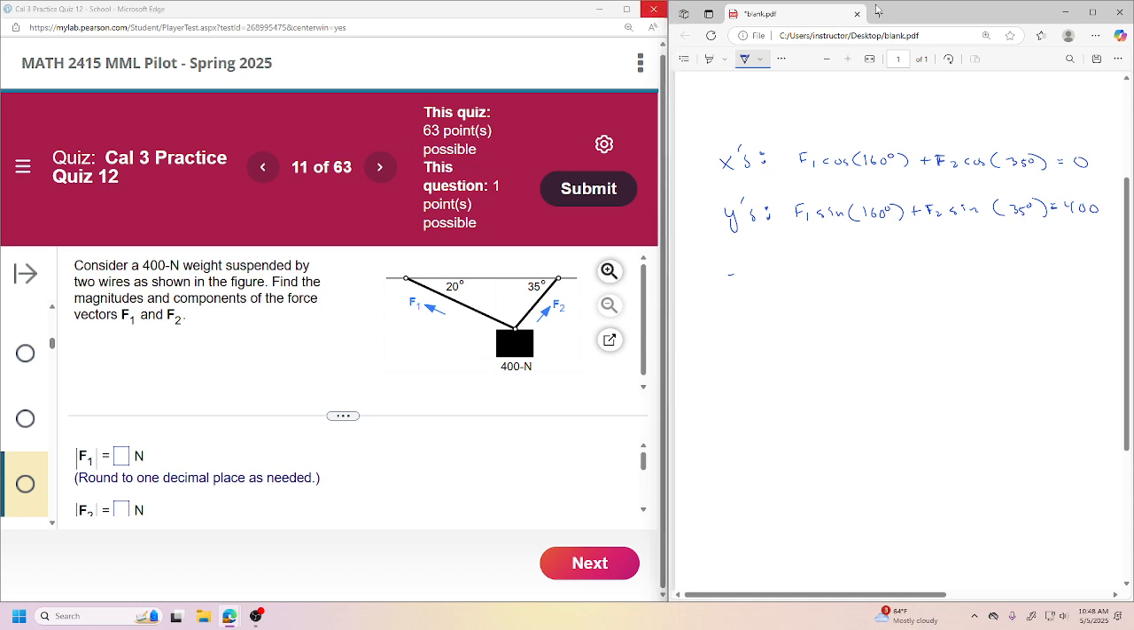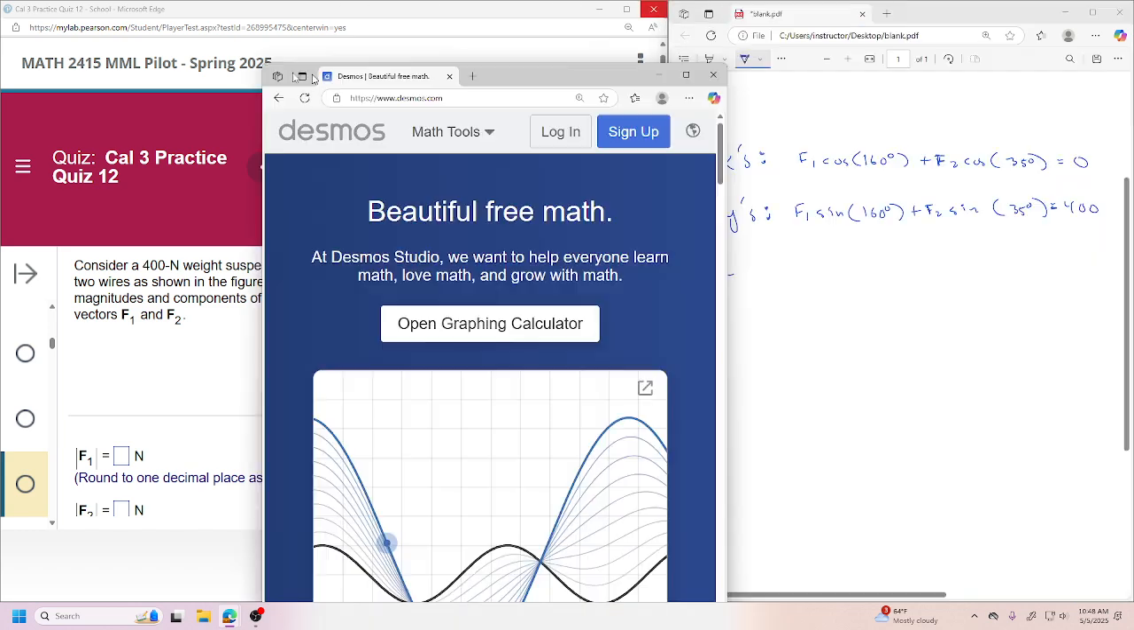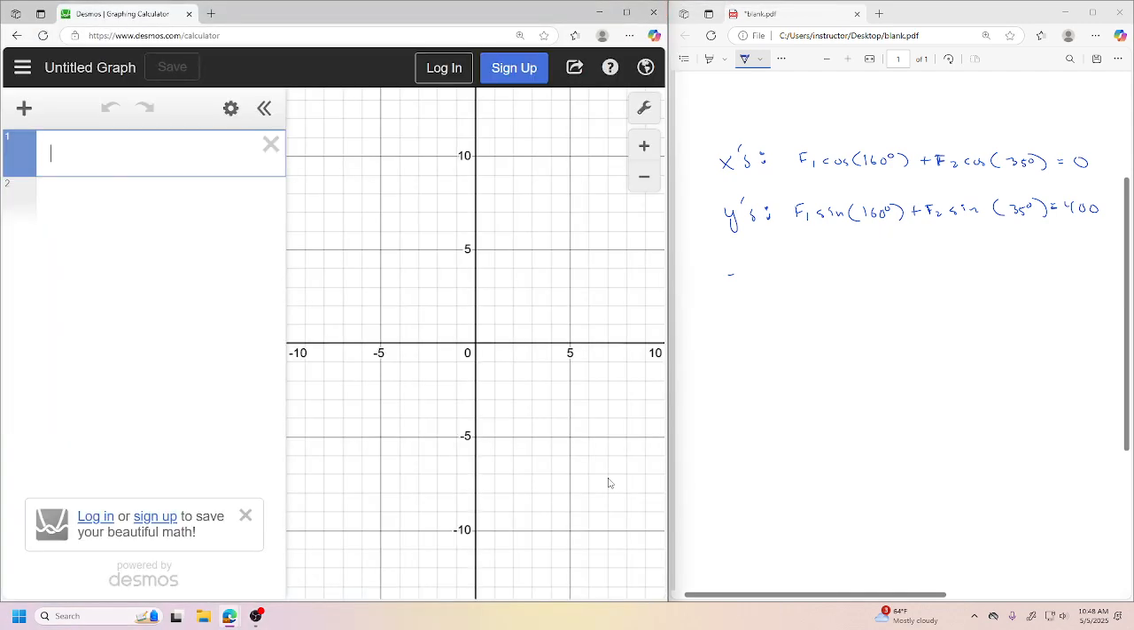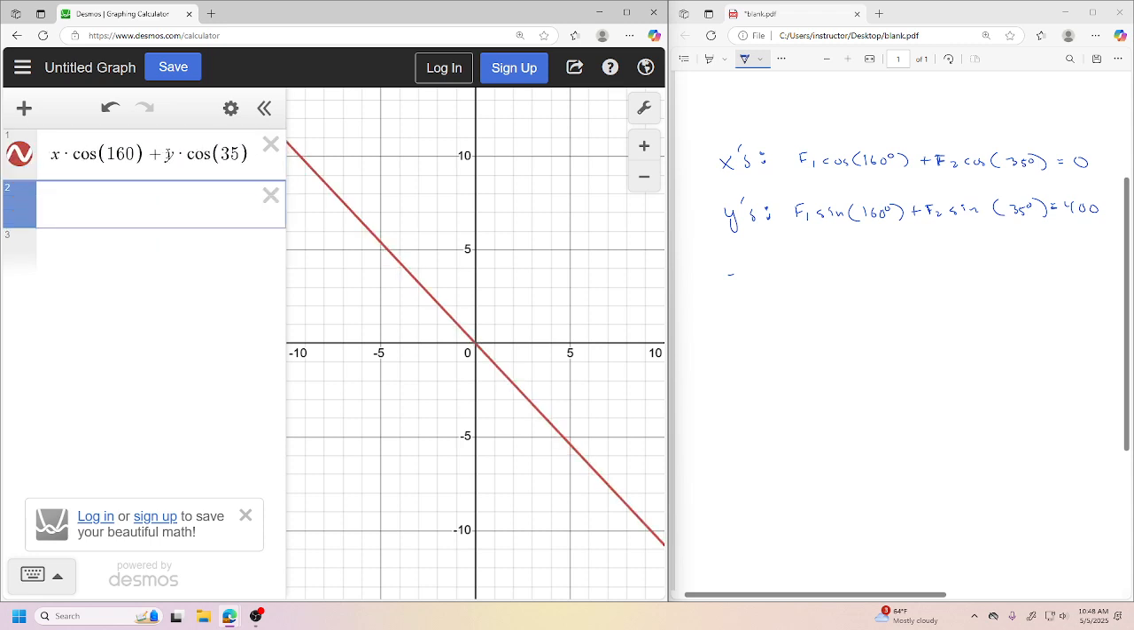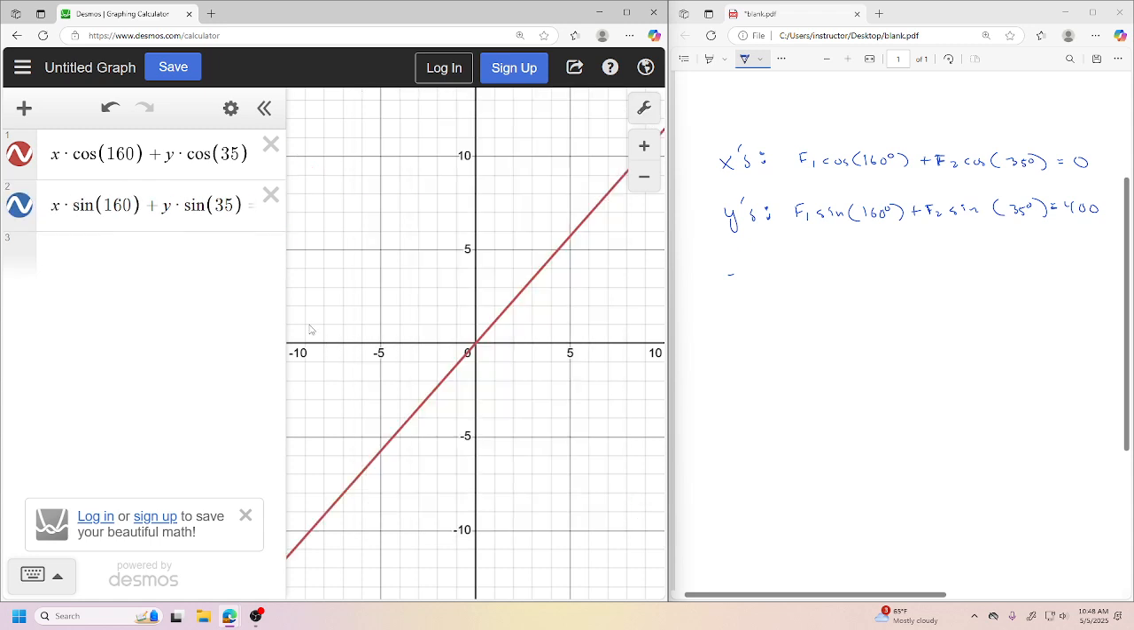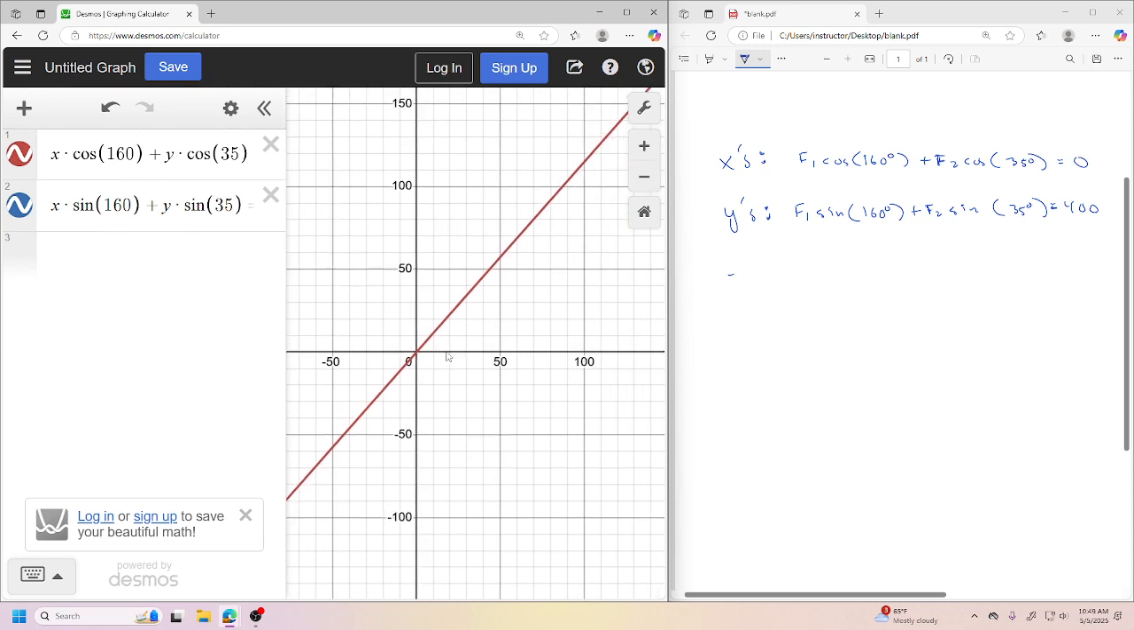Desmos. Yeah, Desmos. Exactly. So let's do some Desmos action. How I'm going to do this is an x and a y. So x times cosine of 160, y times cosine of 35 equals 0. Correct. The problem is that this is all in radian mode, and so I can switch the mode. So way over here, degree mode, and then I want to know where they intersect.